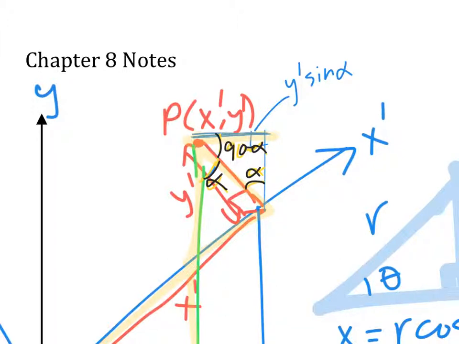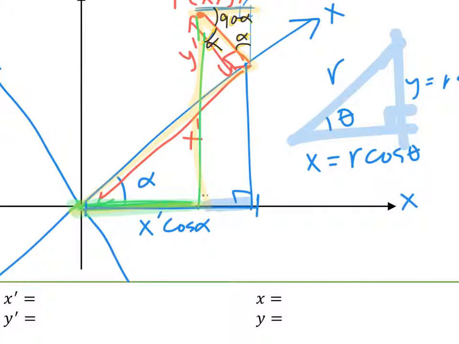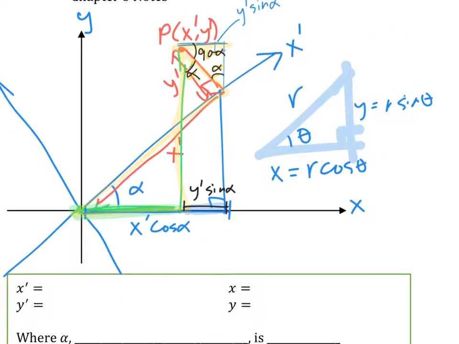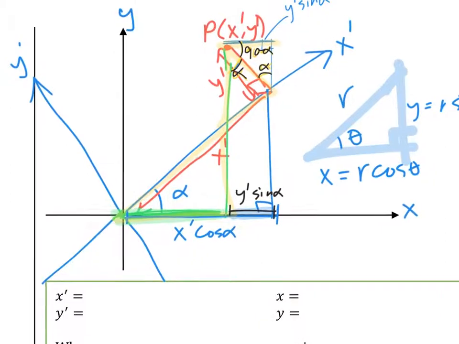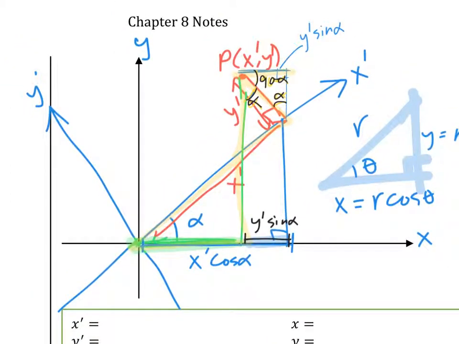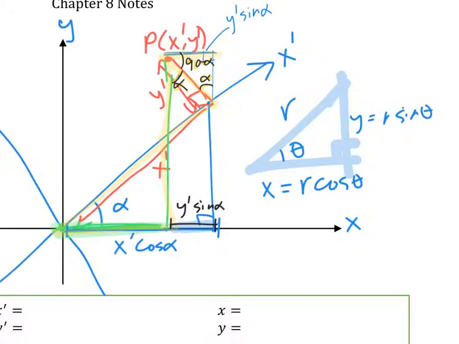Okay, so y prime sine alpha is this part down here. So finally, we have one of the relationships. x is the same as saying x prime cosine alpha minus y prime sine alpha. Okay?